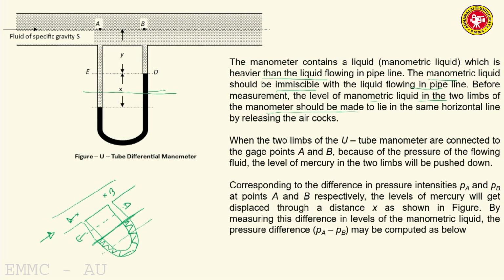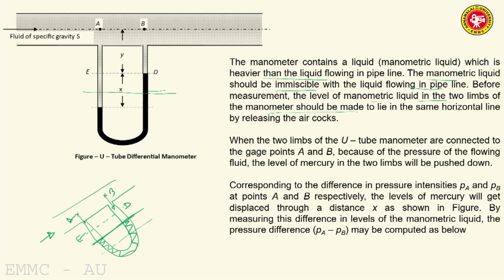When the two limbs of the U-tube manometer are connected to the gauge points A and B, because of the pressure of the flowing fluid, the level of mercury in the two limbs will be pushed down. Because pressure at A will be transmitted, the liquid will flow through the left limb. Similarly, here the liquid will flow through the right limb. So what will be the tendency of these two pressures? The tendency of these two pressures is to push the mercury column down in both the limbs.